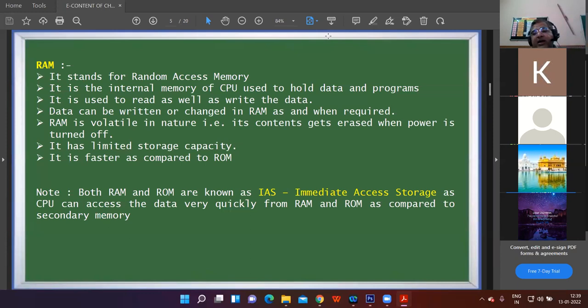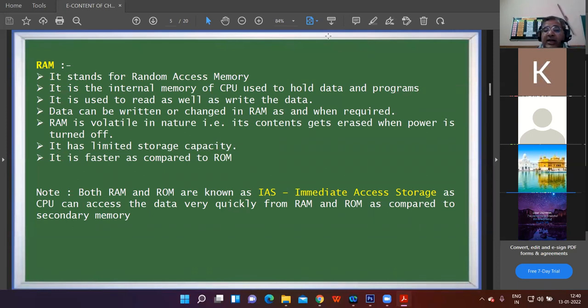Then is RAM. Beta, RAM stands for random access memory. When we are working in the computer, we are working in the RAM. We can read as well as write data in the RAM. Data in the RAM can be written or changed. RAM is volatile in nature, whereas ROM is non-volatile. The storage capacity of RAM is limited, but the processing speed is more in RAM, less in ROM.